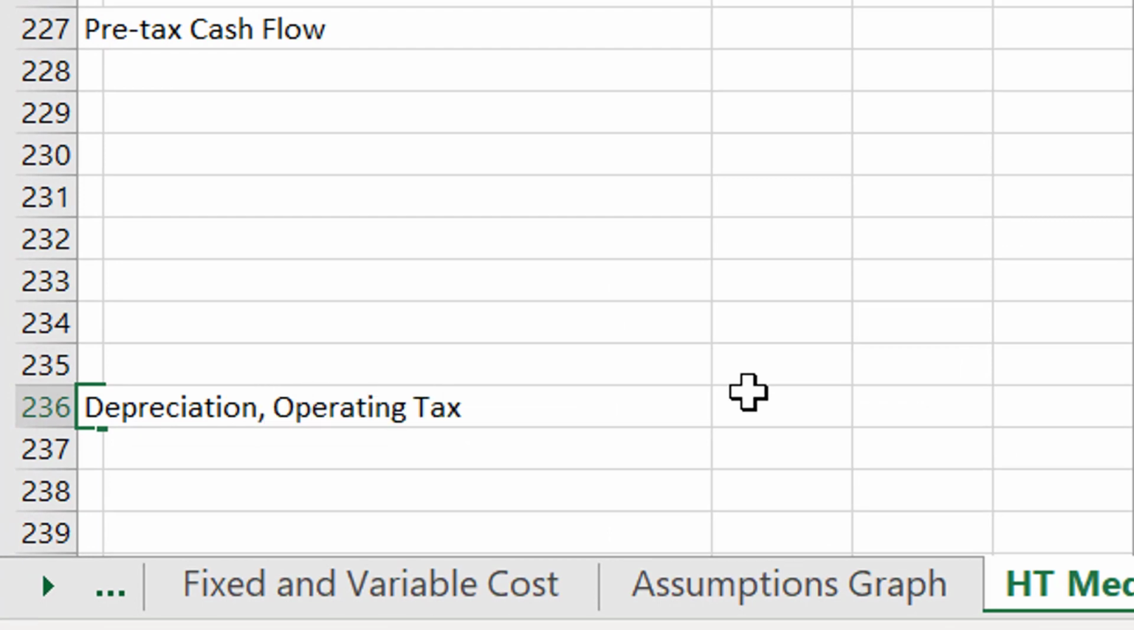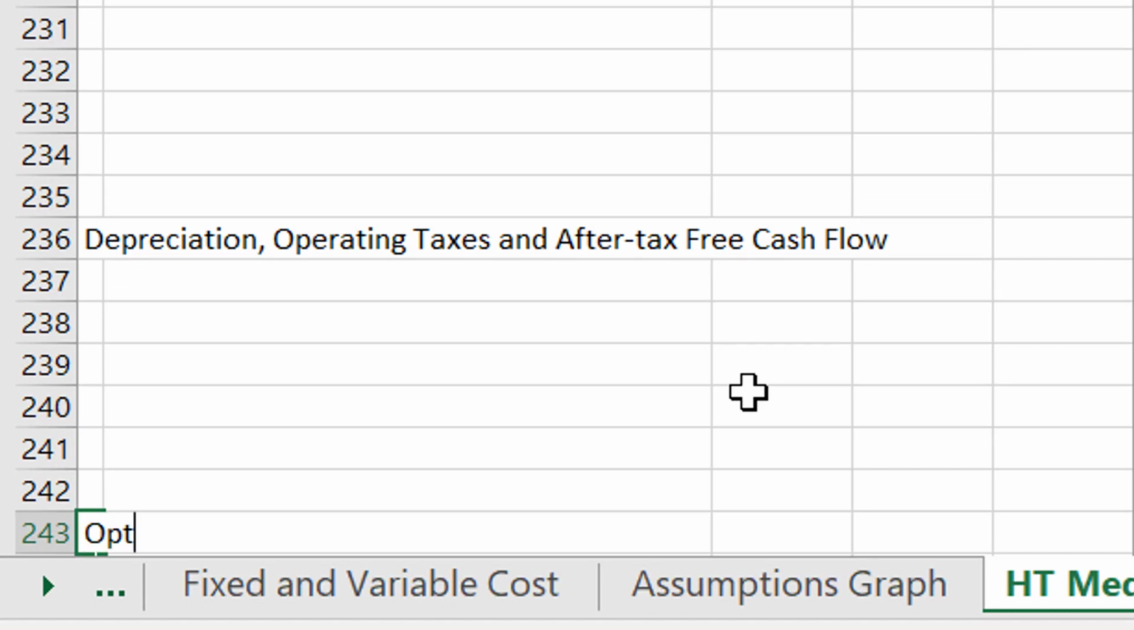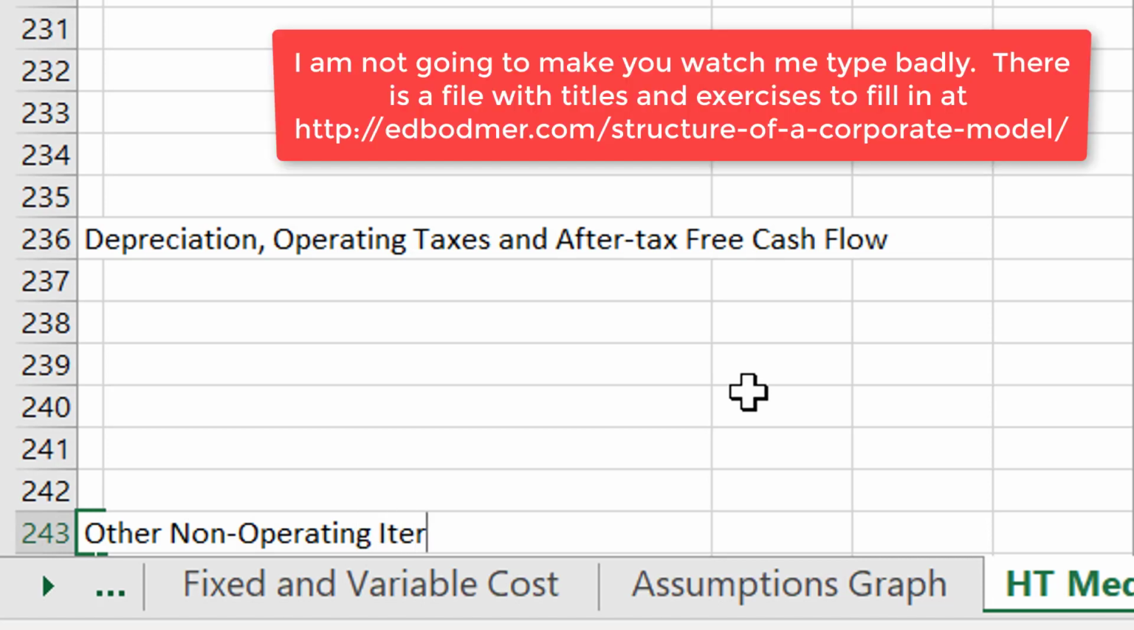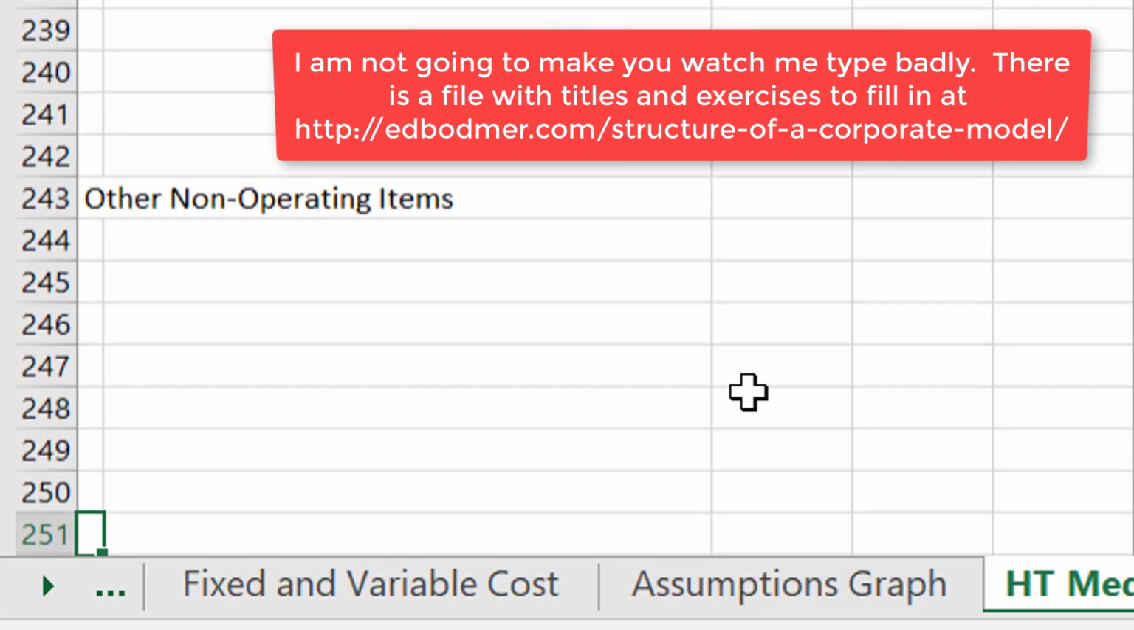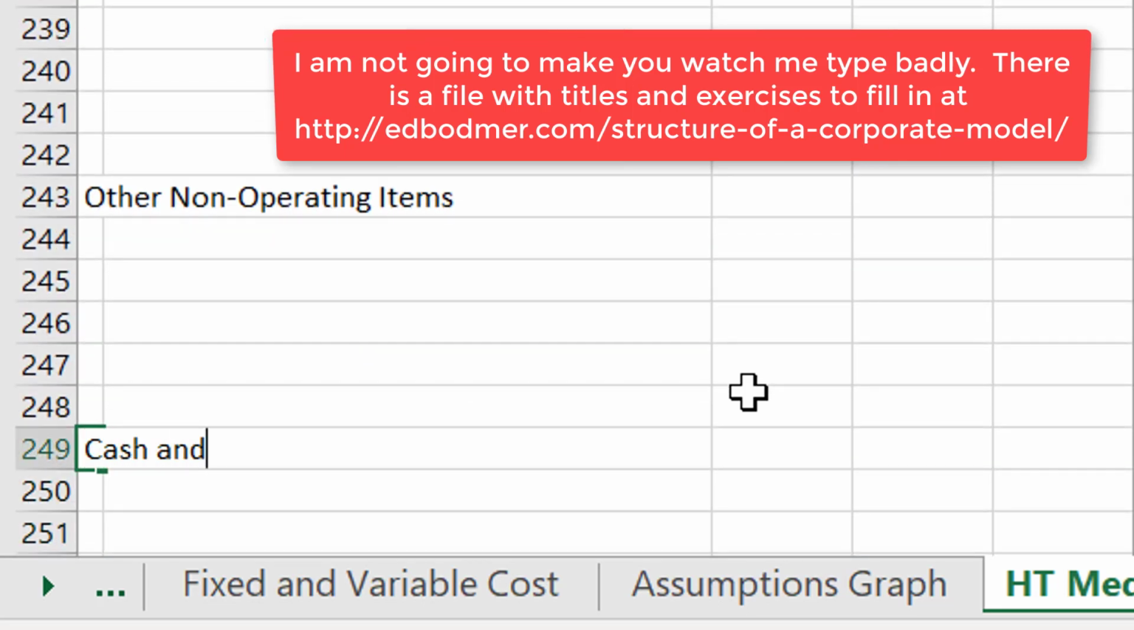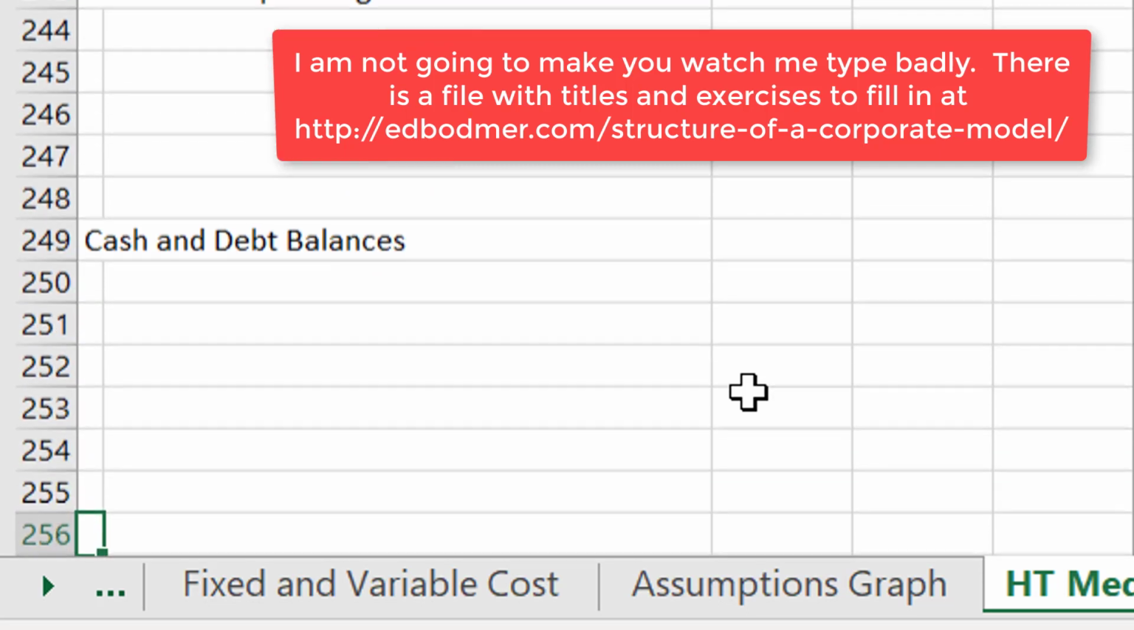operating taxes, and after-tax free cash flow. And then maybe I'll put another section for other non-operating items. And then finally, we'll put the cash and debt balances. And we put this before we go to the financial statements.